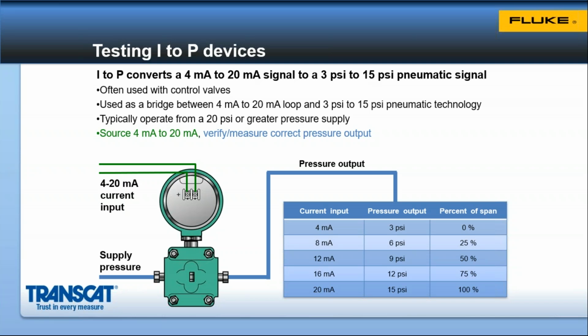So as you change the milliamp signal in your loop calibrator, you would be looking on a gauge or other pressure indicator or calibrator to ensure that the pressure being measured on the output of the I to P follows with the correct pressure per the milliamp signal being applied.